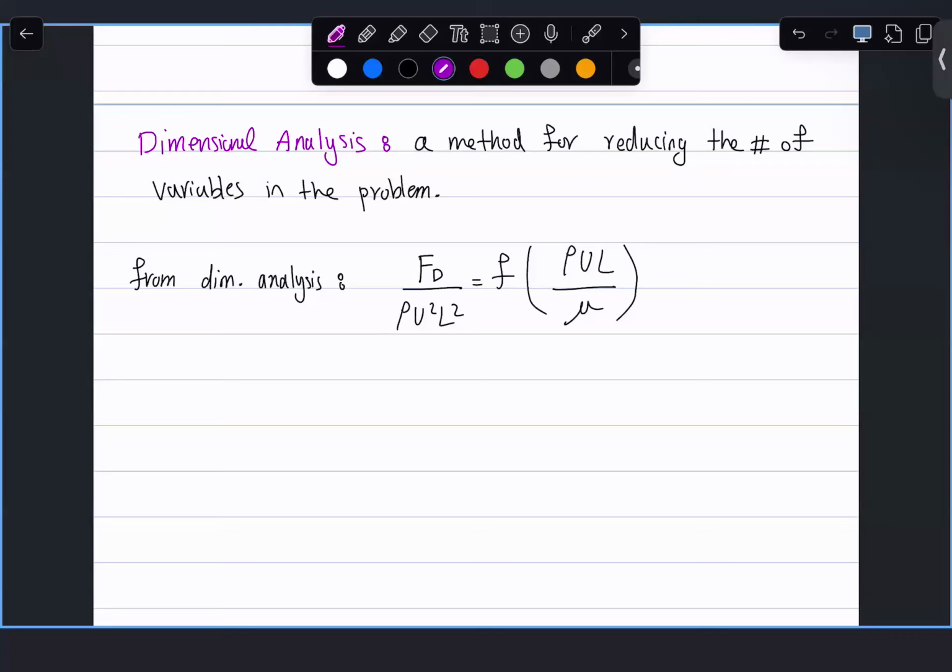And in this chapter, we don't really care about the function f. This f here is a function that is to be determined by experiments. So that's something that we're not going to do in this class. What we're going to do in this class is learning how to turn the 5 variables into these 2 groups, okay?